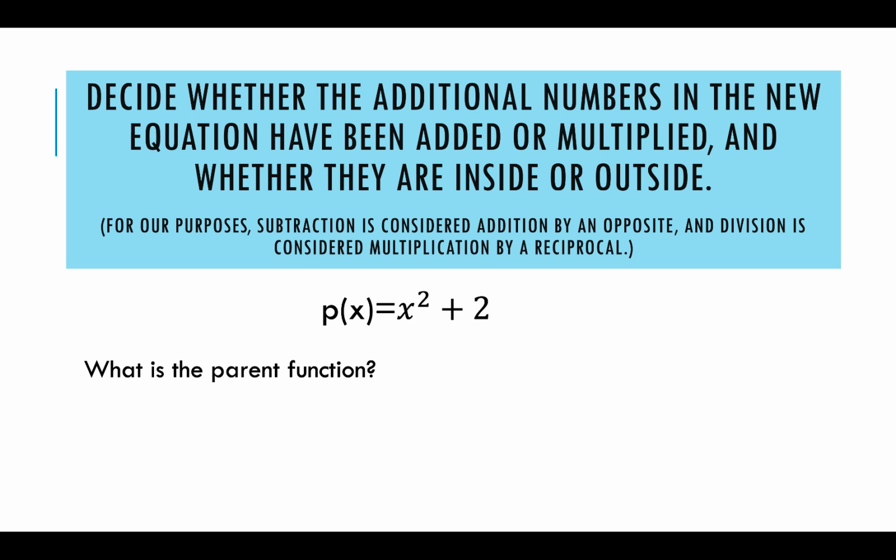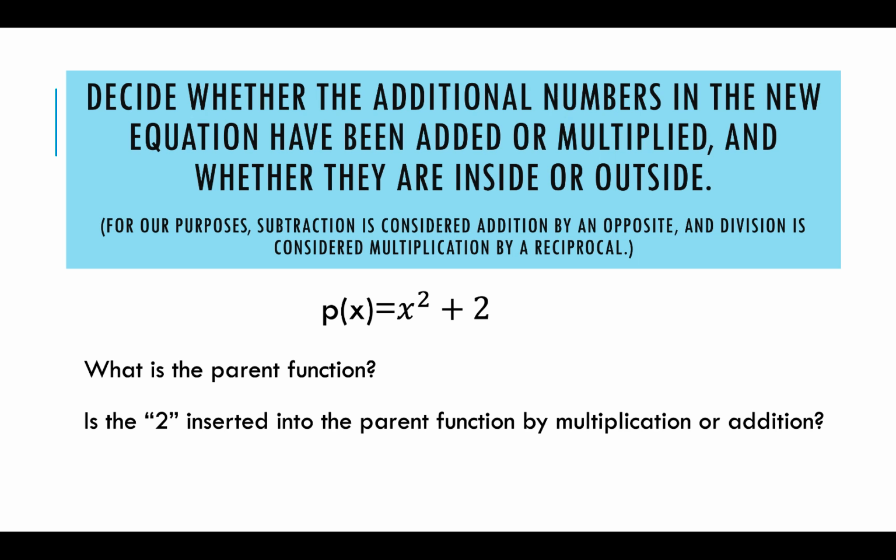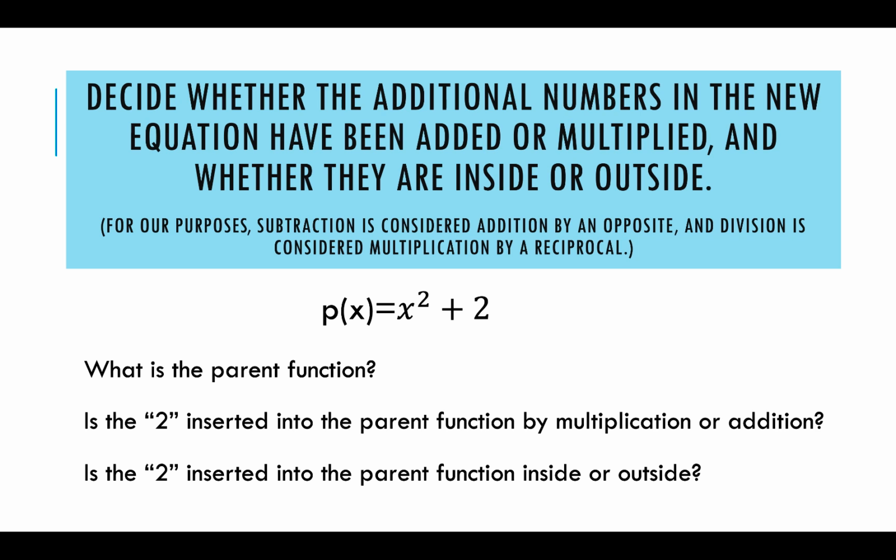Okay, so again, what's the parent function? So you should know what the graph of y equals x squared looks like. In this case, you would square before you added, and it is addition, it's not multiplication. And so because you do the addition after you square it, the 2 would be outside the function. So we have addition outside in this particular case.